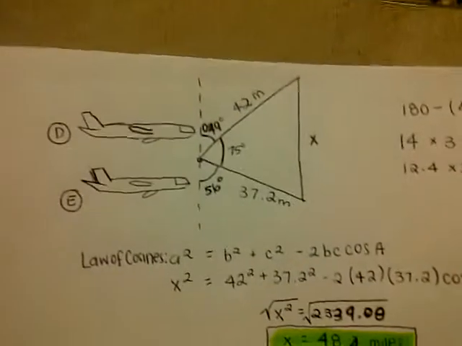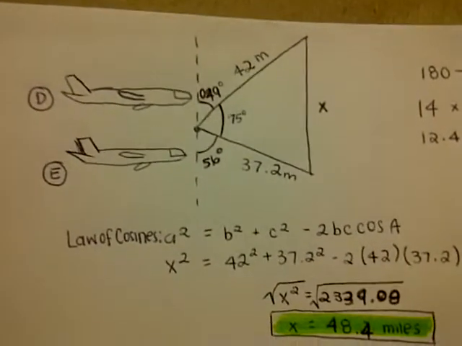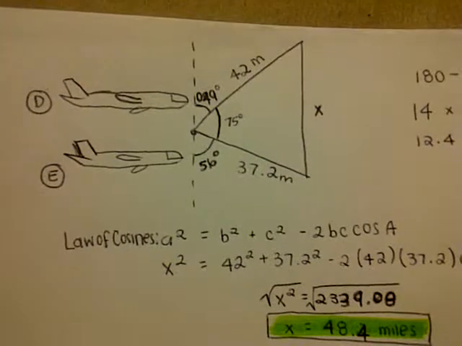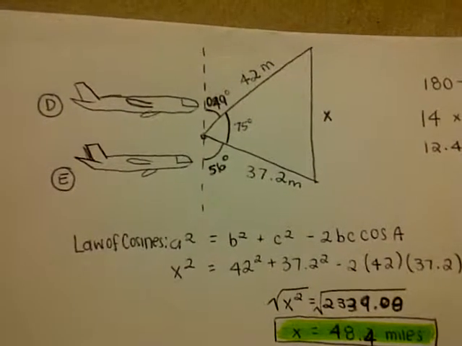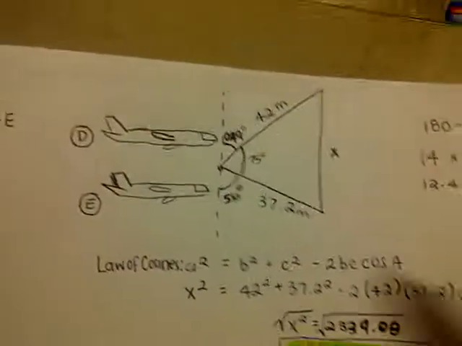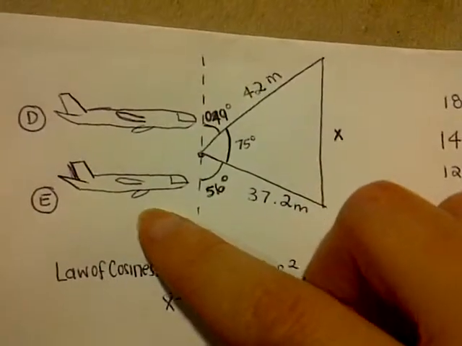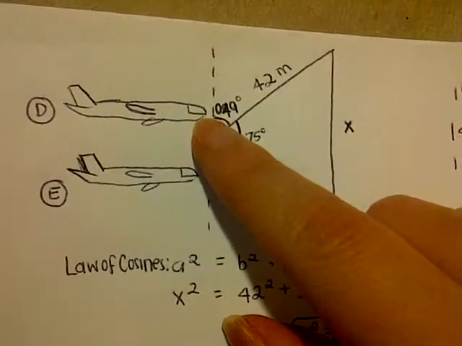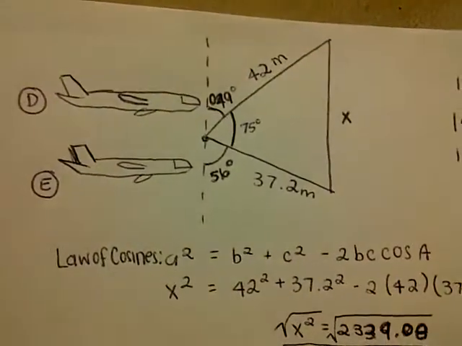So now let's go to the problem. It starts off with two planes departing at the same time heading to England at 1 p.m. So this is Damon's plane and this is Elena's plane. Damon's plane is headed at a bearing of 49 degrees.